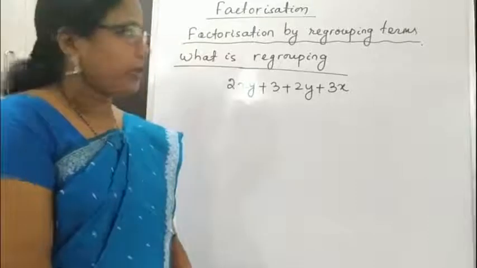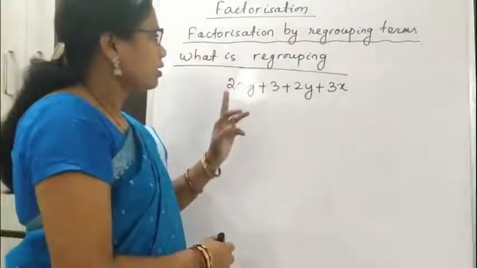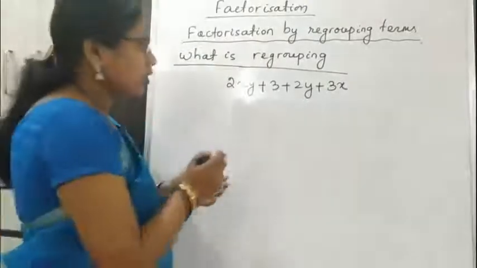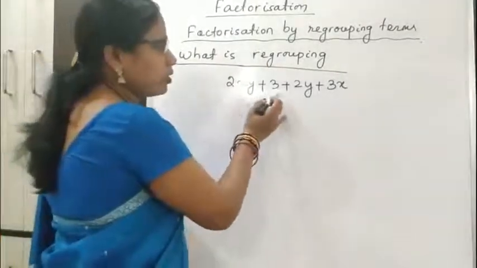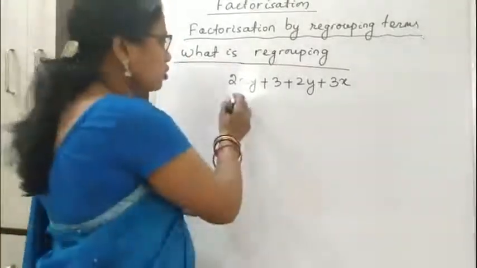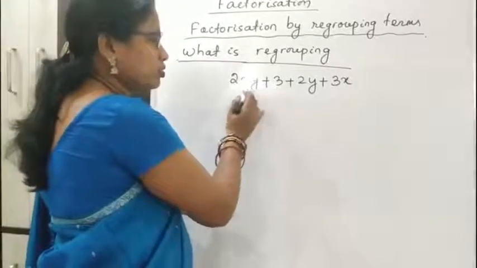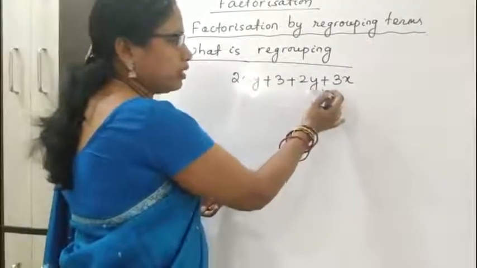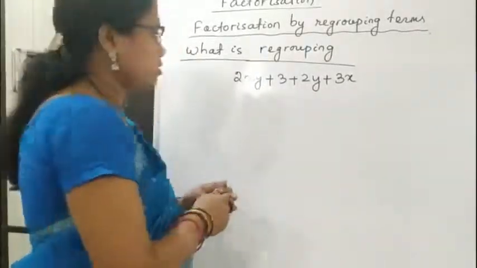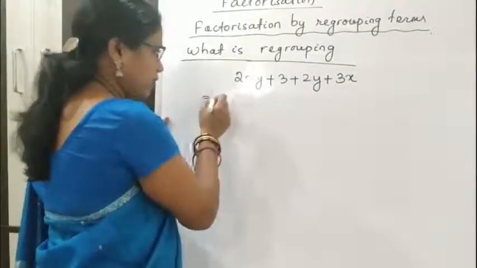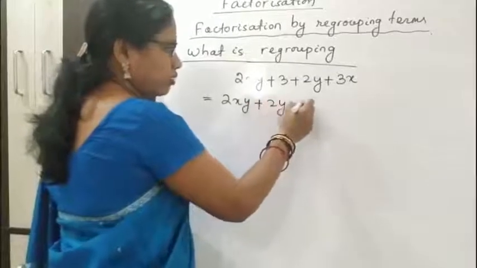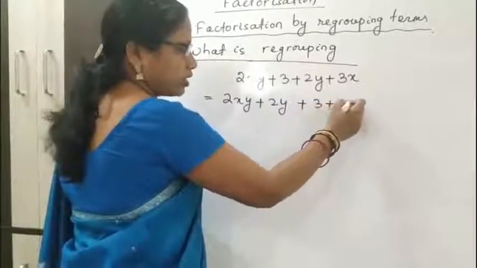So what is regrouping? That means we have to regroup the terms of an algebraic expression. Here let us take this expression: 2xy plus 3 plus 2y plus 3x. As we have done earlier, there is no common factor in between these two terms, or in these two terms also. So we have to rearrange the terms of this expression. We can rearrange it like this: 2xy plus 2y plus 3 plus 3x.